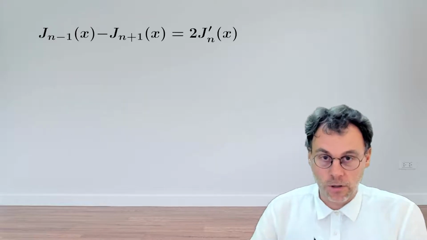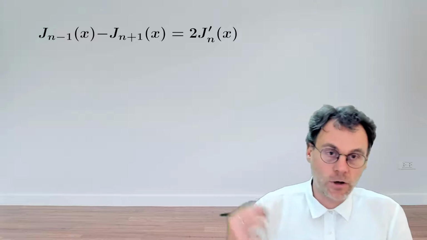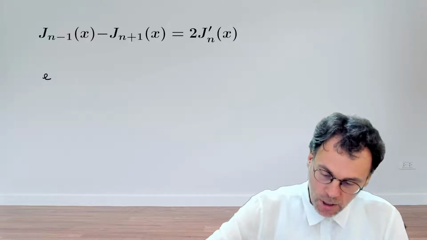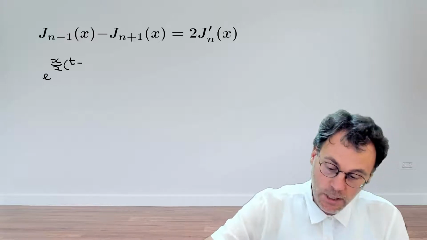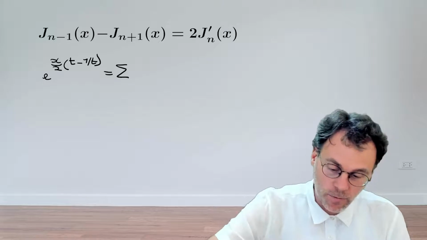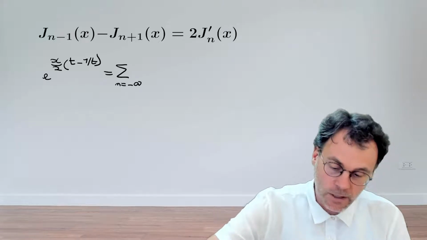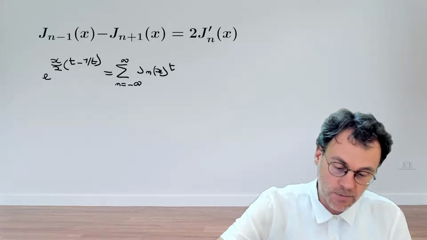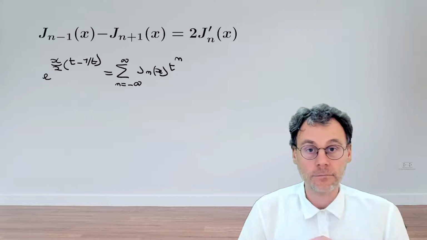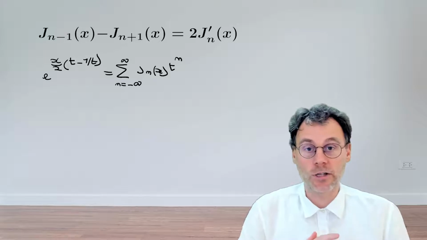So let's start from the definition of the generating function, because that was the hint we got. So exponential to the power x over 2, t minus 1 over t, and we know that that's equal to the sum of n going from minus infinity to plus infinity, J_n(x) t to the power of n. Right, so here we have our generating function.